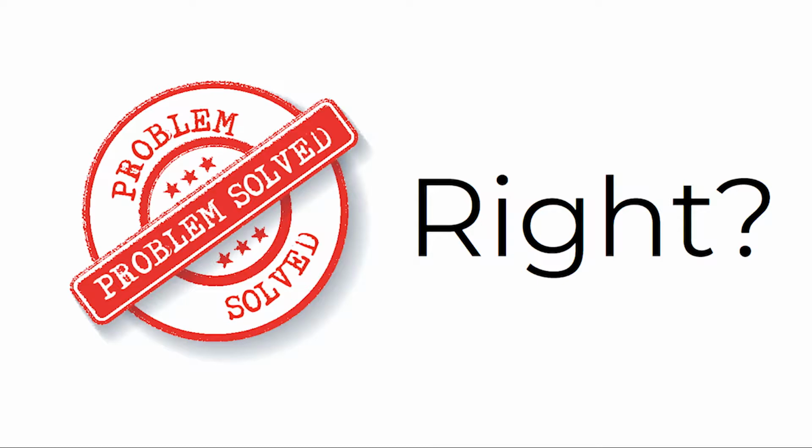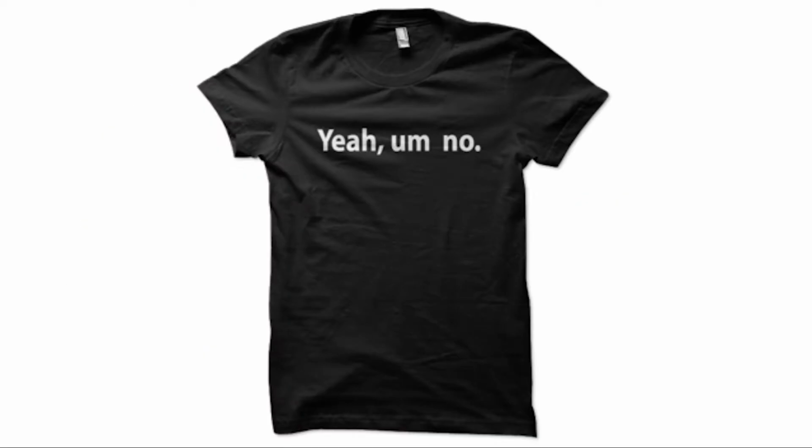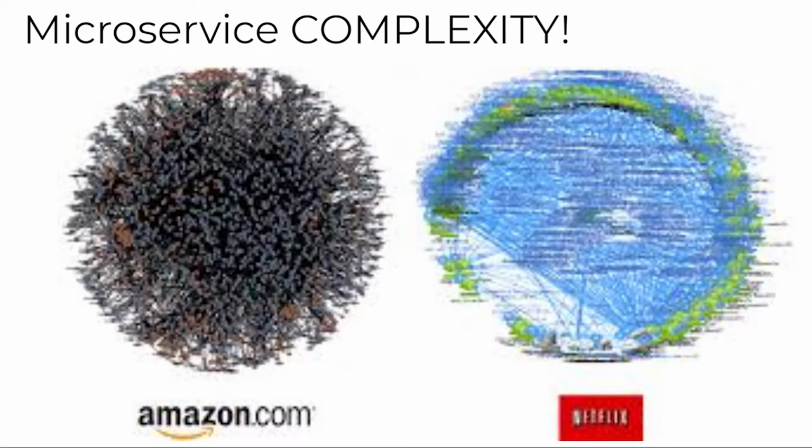So microservices solves everything. Right? Yeah? No, not really. Because there's a problem with microservices that I'm going to dive into, and that is complexity. It's very easy when you have 5 microservices, 10 microservices. You can just write code to orchestrate these things together. But what happens when you have dozens or hundreds or maybe even thousands of microservices? Companies like Amazon and Netflix just have these massive amounts of microservices.